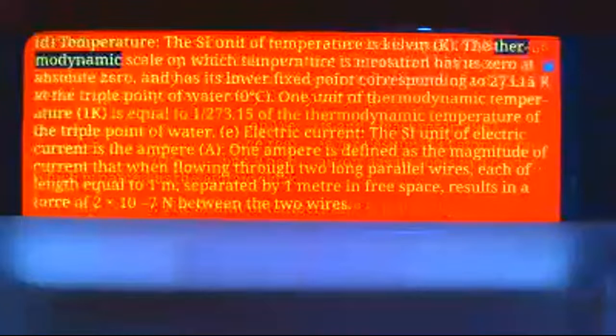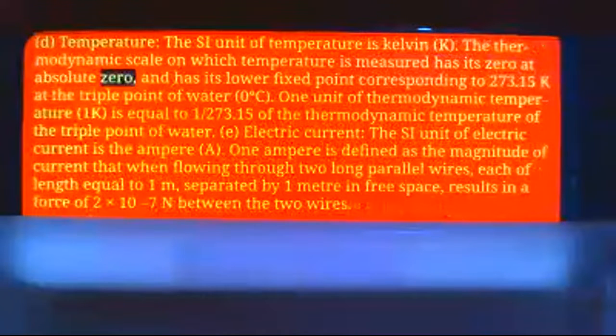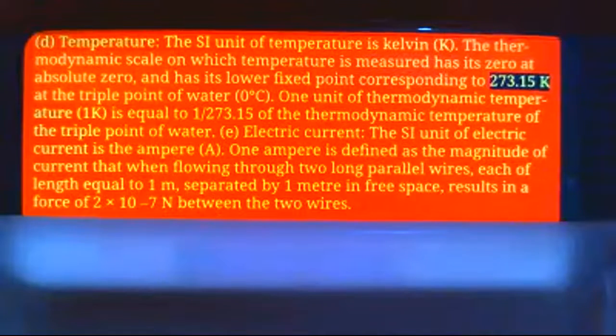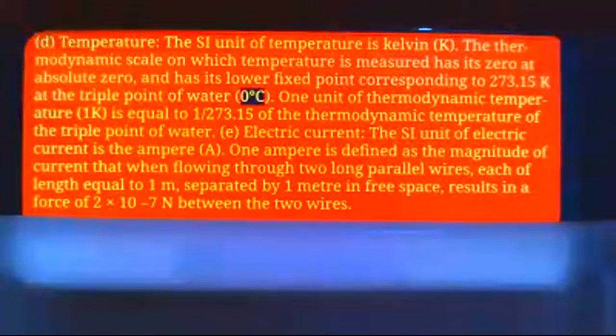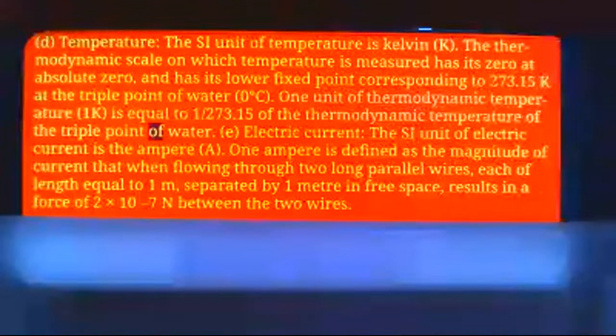The thermodynamic scale on which temperature is measured has its zero at absolute zero and has its lower fixed point corresponding to 273.15 kelvins at the triple point of water, 0 degrees Celsius. 1 unit of thermodynamic temperature, 1 Kelvin, is equal to 1/273.15 of the thermodynamic temperature of the triple point of water.